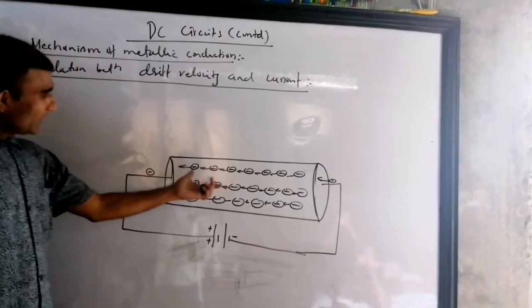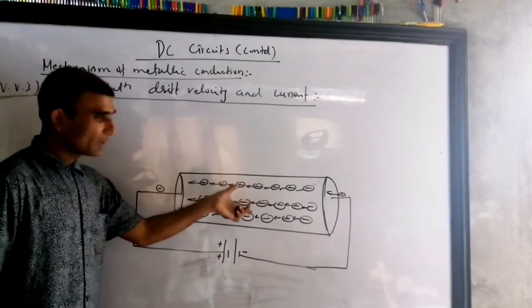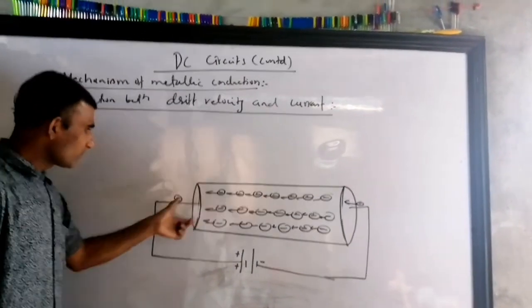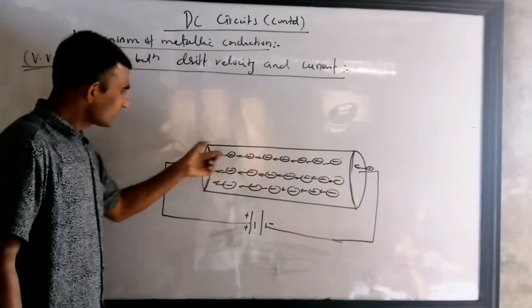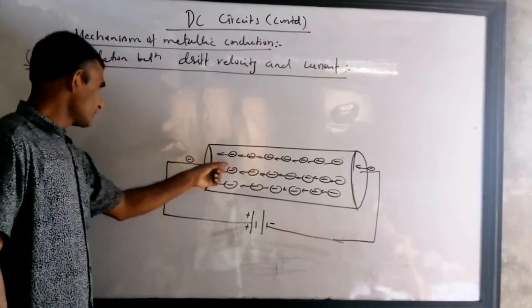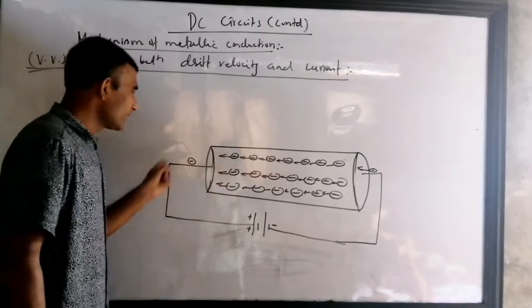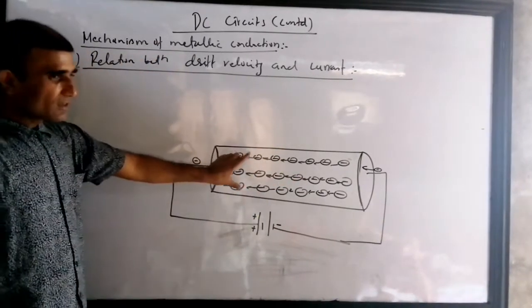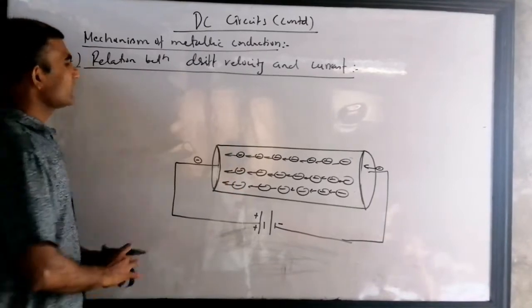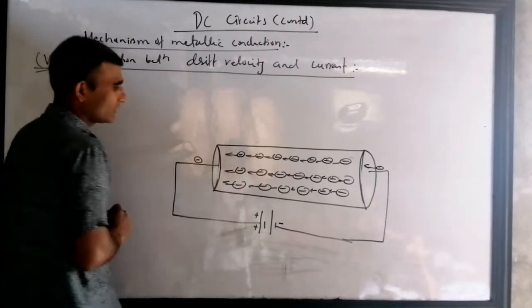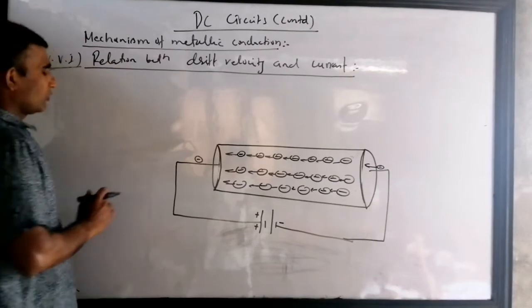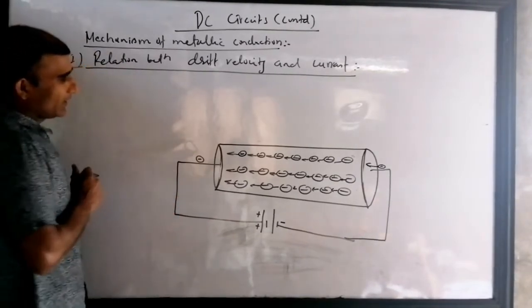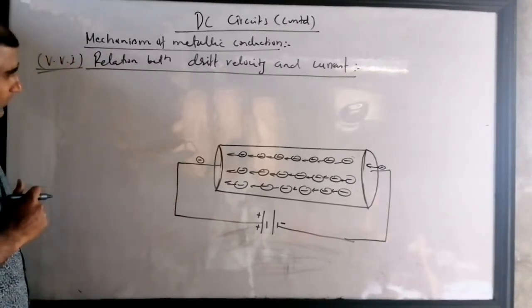The number of free electrons still remains the same in the middle, and the battery is continuously supplying electrons. One electron is moving away, some are entering, so the number of electrons remains the same in the conductor. In this way metallic conduction takes place. Now you may think, what will happen if one electron collides with another?